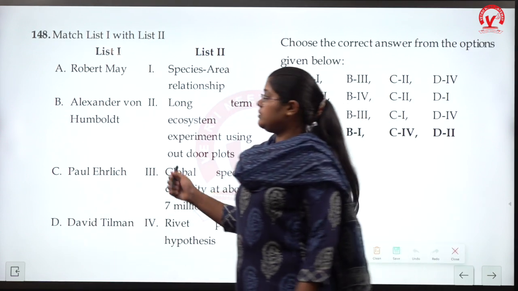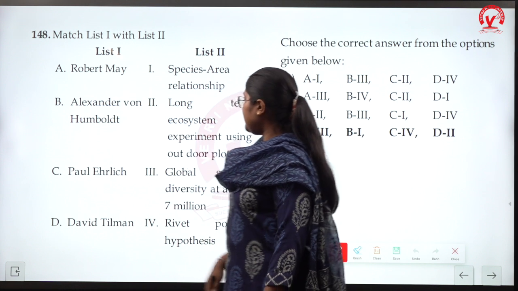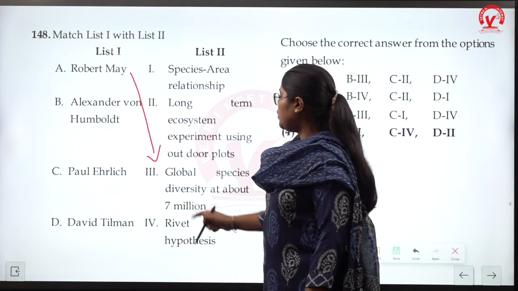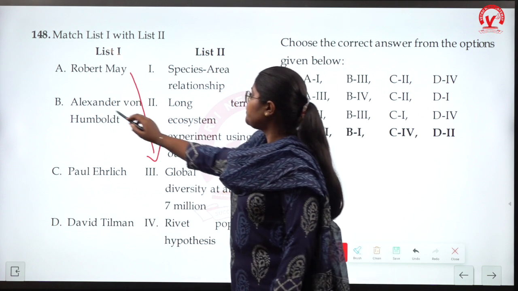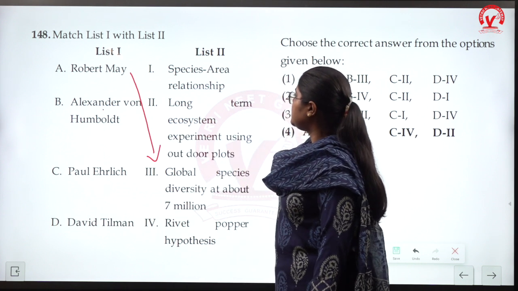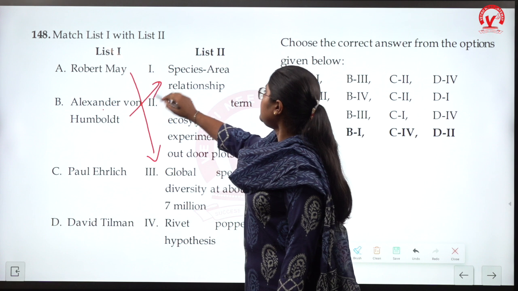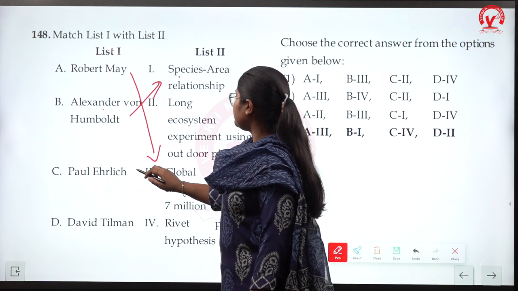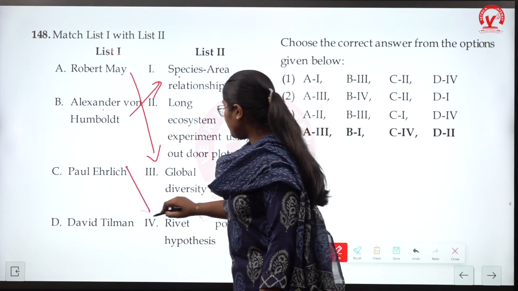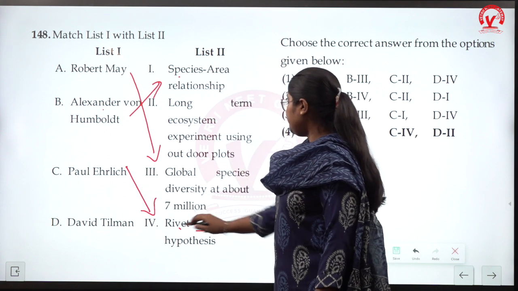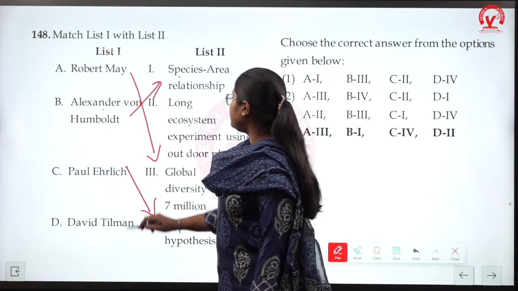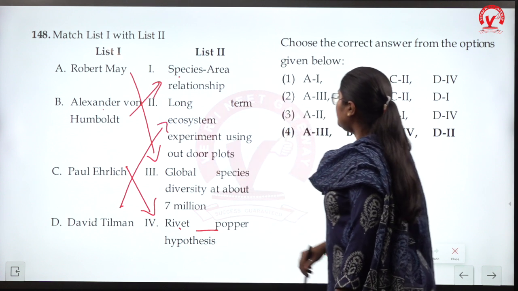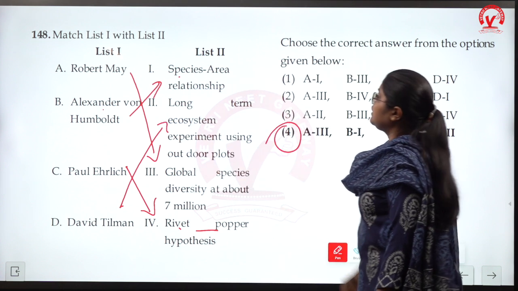So next question, match the following. Robert May is the one who said global species diversity is about 7 million. Next, Alexander von Humboldt, he introduced the species area relationship. Paul Ehrlich, he proposed the rivet popper hypothesis. David Tilman, long-term ecosystem experiment using outdoor plots. So fourth option is correct.